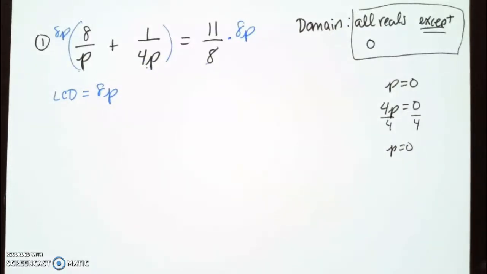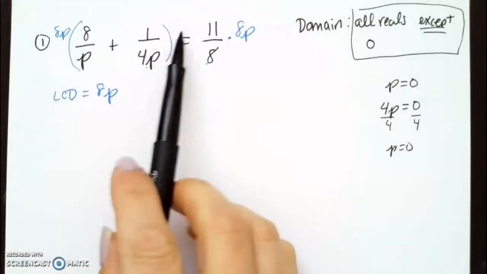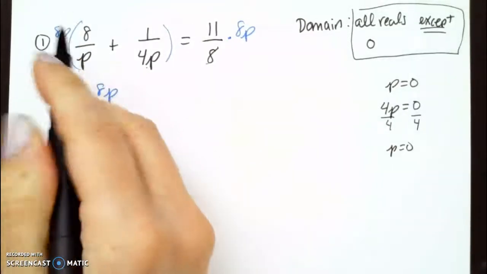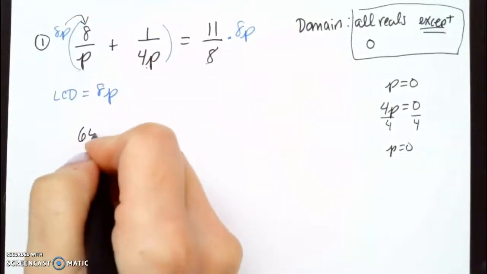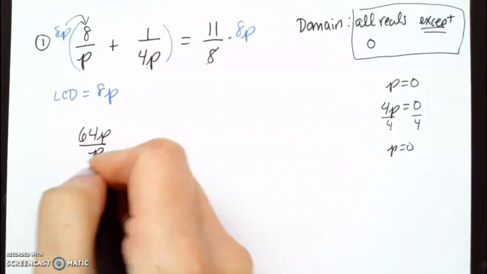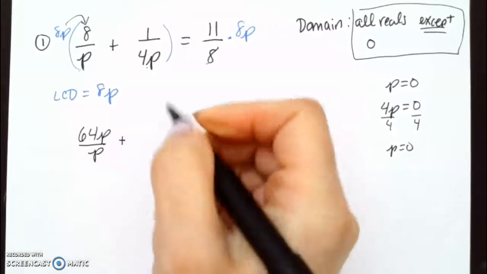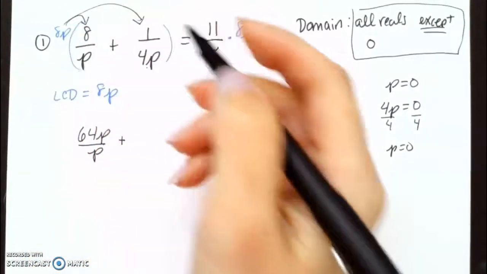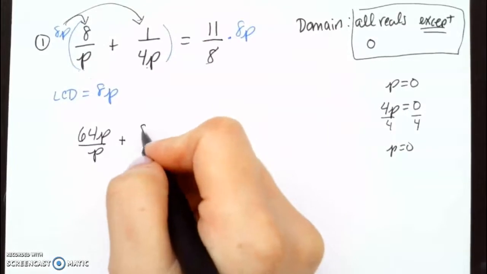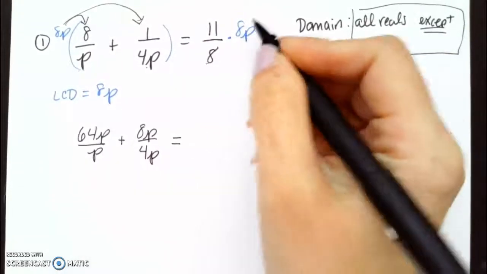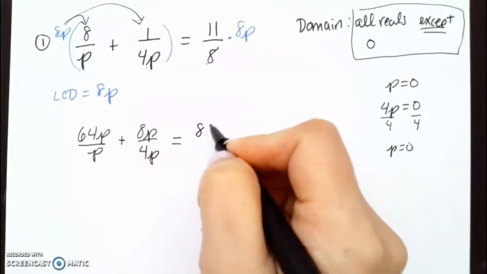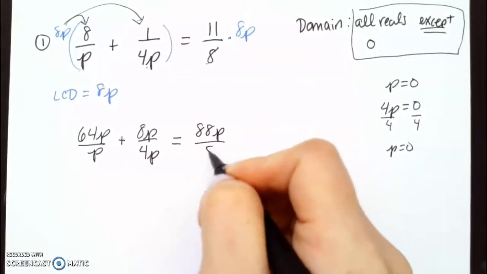When we do multiply by 8p, we're really multiplying the numerators of all the fractions. So multiplying the first, 8p times 8 over p, gives you 64p over p. That can be simplified. I'll do that in the next step. Then we have 8p times 1 over 4p. That gives us 8p over 4p equals the other side, multiplying the numerator, 88p over 8.